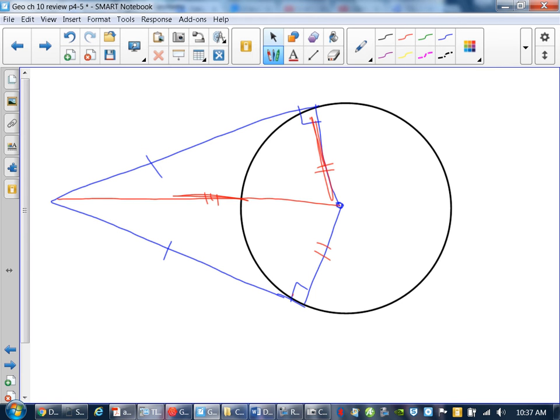That was kind of the last bit, I think, of 10.3 that we didn't talk about yesterday, but then we got into 10.4, and 10.4 talked about inscribed angles, which we did a few of today.